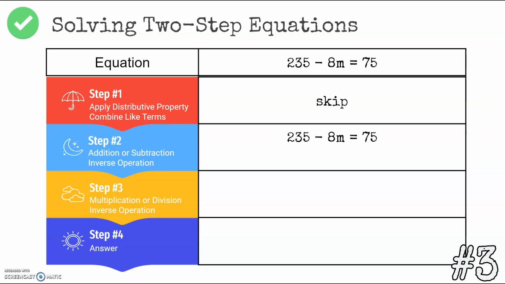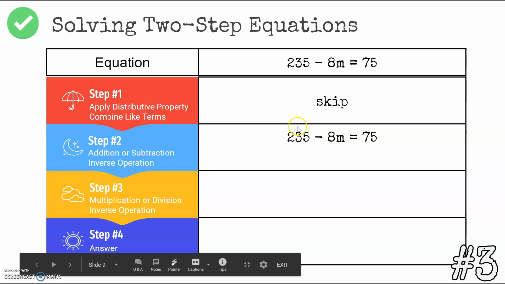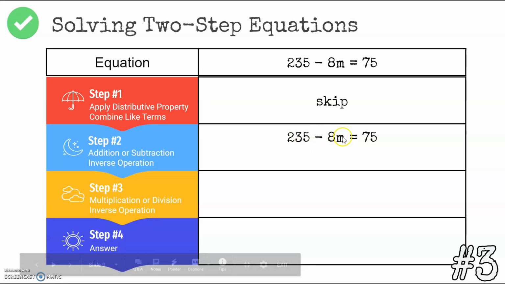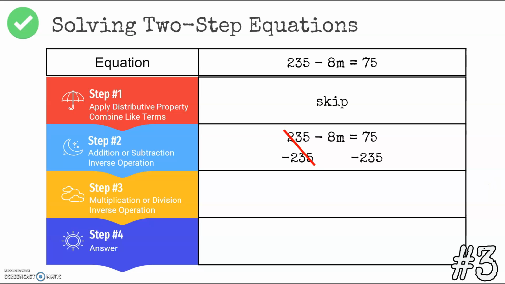I look at it now. The addition or subtraction is what I'm going to do first, because this number is further away from my variable. The minus 8 is next to the variable. They're multiplying, so I'm going to do that addition or subtraction first. The inverse operation of a positive 235 would be negative 235. What I do to one side, I have to do to the other. That cancels that one out. I bring down my negative 8m. Don't drop your negative sign. Remember to take it with the number. Equals, when I have negative 235 plus 75, it's going to give me negative 160.